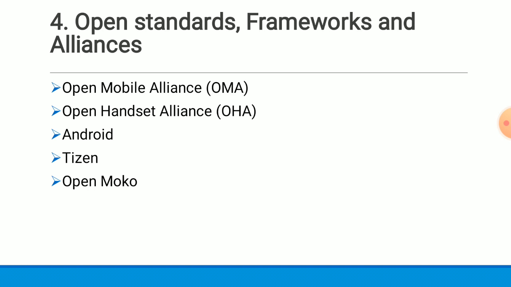Second one is OHA, Open Handset Alliance. It's an alliance formed by various handset manufacturers like HTC, Samsung, LG, Motorola, etc. Then also by various chip manufacturers like Intel, Qualcomm, etc. And by some platform providers like Google, Wind River Systems, etc. and carriers like T-Mobile, China Mobile, etc. Okay, so this is an alliance formed by various handset manufacturers, chip manufacturers, platform providers and carriers for developing open standards for mobile devices. So this is Open Handset Alliance. Third one is Android.